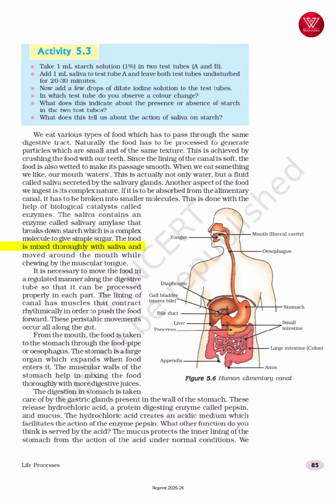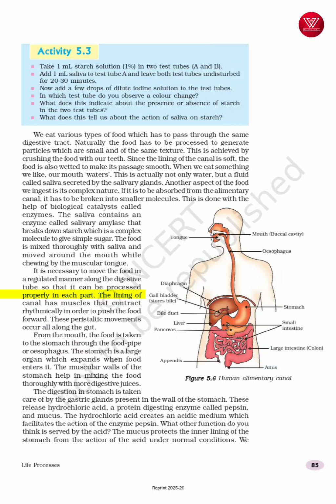The food is mixed thoroughly with saliva and moved around the mouth while chewing by the muscular tongue. It is necessary to move the food in a regulated manner along the digestive tube so that it can be processed properly in each part.